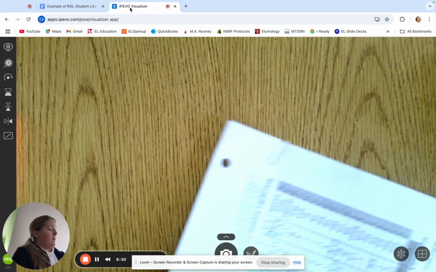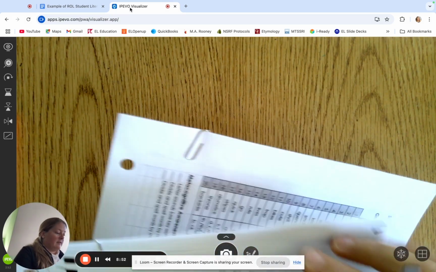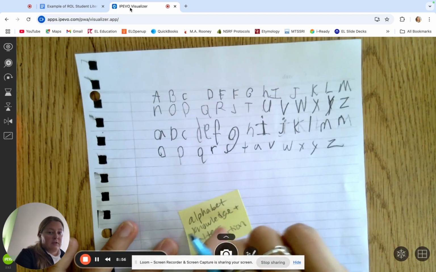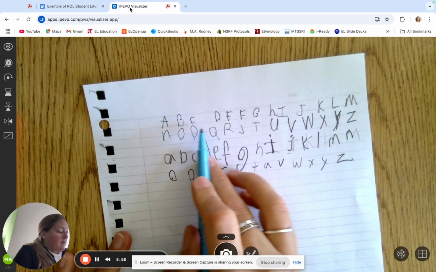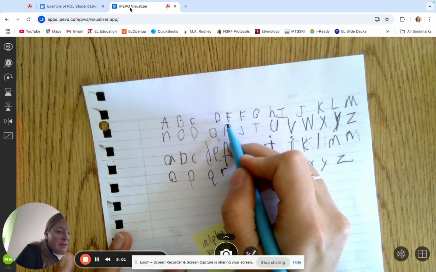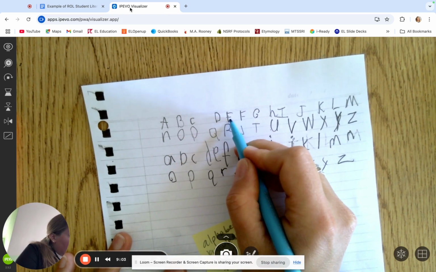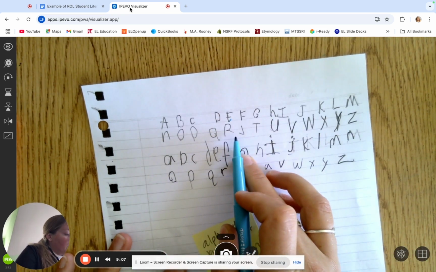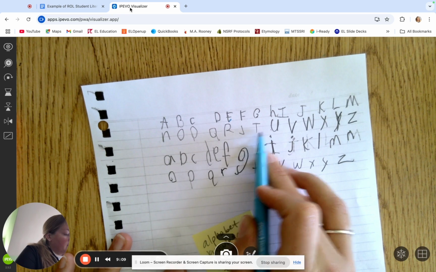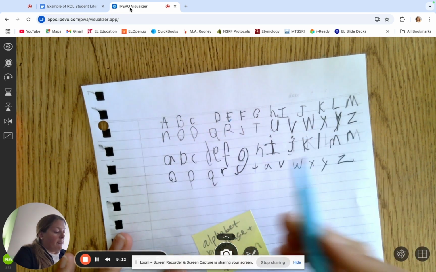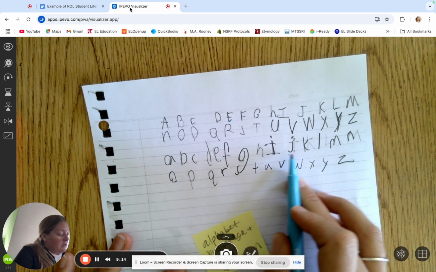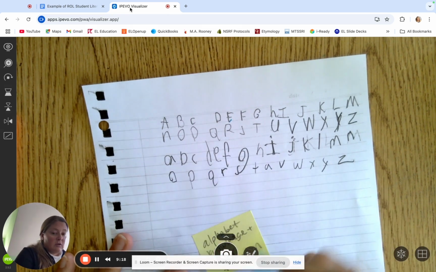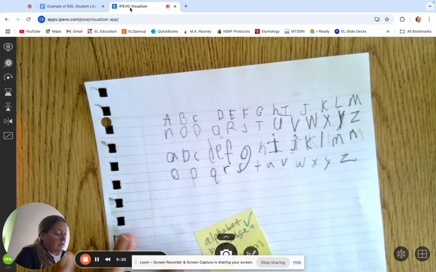Okay. Next, I'm going to look at the student's alphabet knowledge and letter formation. A, B, C, D. I know it's hard to see, but the student put a little line there for E. F, G, H, I, J, K, L, M, N, O, P, Q, R. That's the S. T, U, V, W, X, Y, Z. A, B, C, D, E, F, G, H, I, J, K, L, M, N, O, P, Q, R, S, T, U, V, W. Okay, so the student knows the alphabet, so I can check that they have alphabet knowledge.